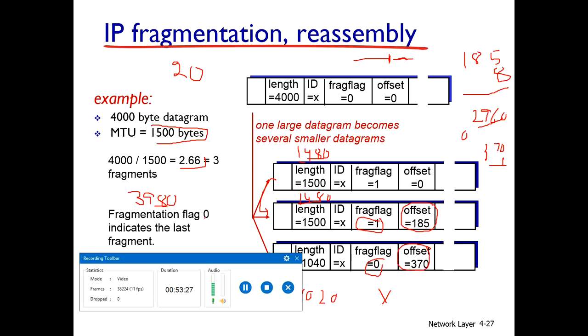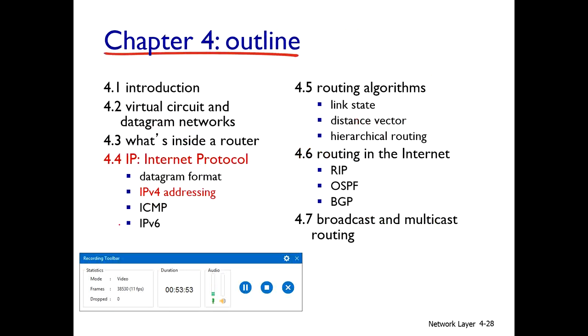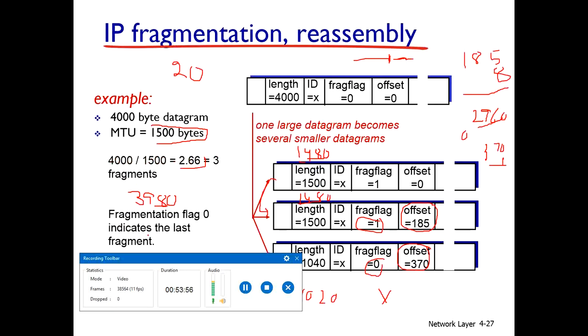So this is how the fragmentation is done, and when these three datagrams arrive at the receiver, they will be reassembled at the receiver and not in between at any router. So this is how IP fragmentation is done. Fragmentation flag 0 indicates that it is the last fragment, and if the fragmentation flag is set to 1, that means there are more fragments.